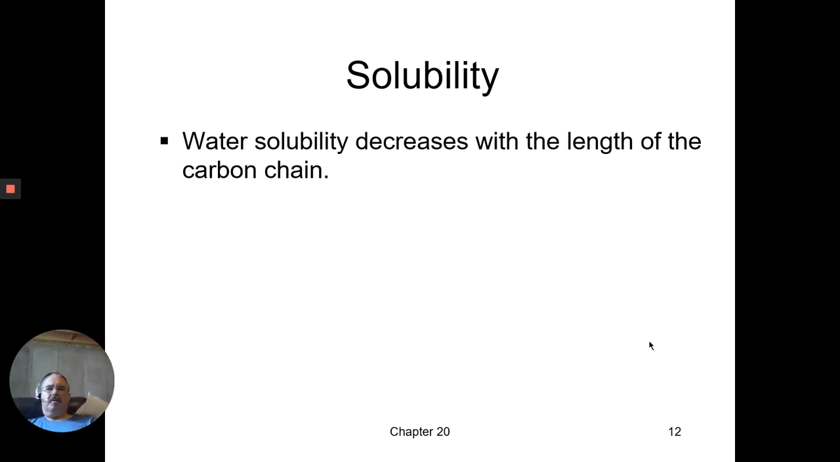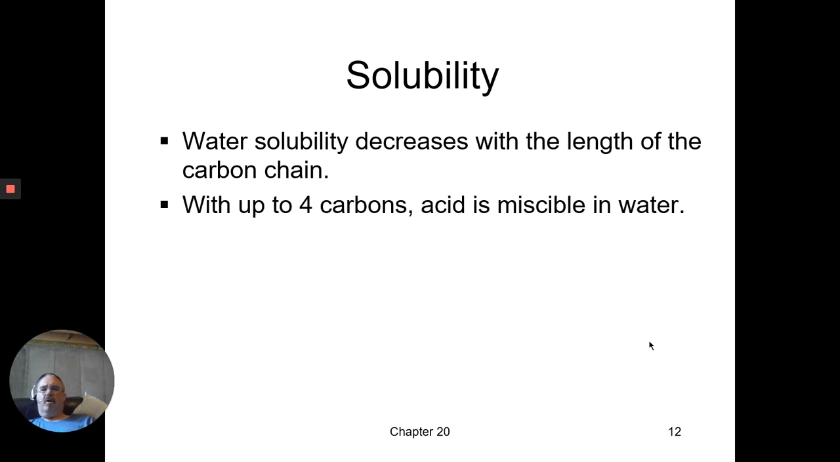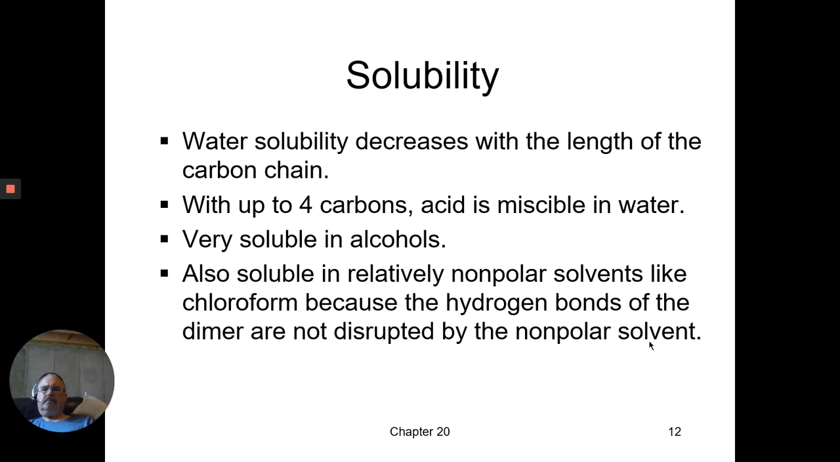Water solubility decreases with the length of the carbon chain. With up to 4 carbons, the acid is completely miscible in water. Carboxylic acids are very soluble in alcohols, and of course solubility goes down in water as the length of the carbon chain increases. Carboxylic acids are also soluble in relatively nonpolar solvents like chloroform, because the hydrogen bonds of the dimer are not disrupted by the nonpolar solvent.